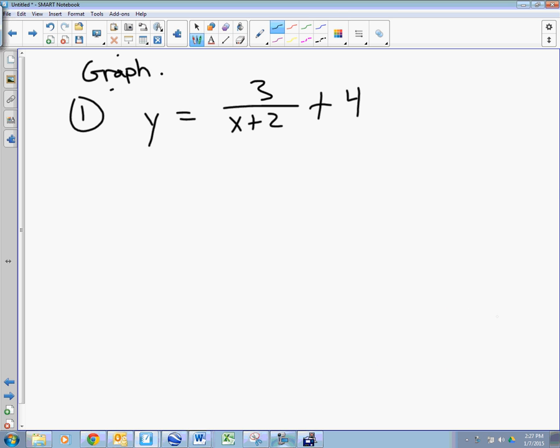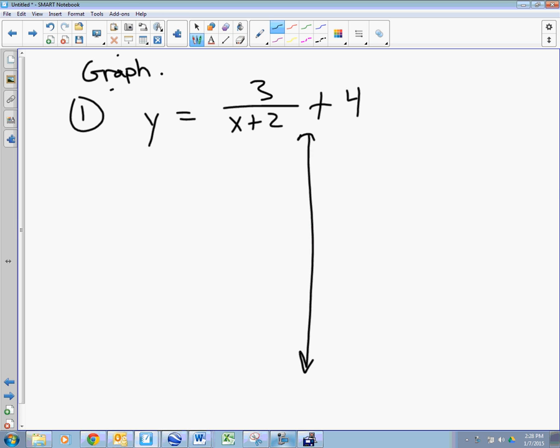Okay, so really quick, y equals 3 over x plus 2, plus 4. This is our graph that we want to be able to accomplish. You should be able to leave this class being able to graph anything that you see. Now, this is a review, then we're going to show you some new ones.